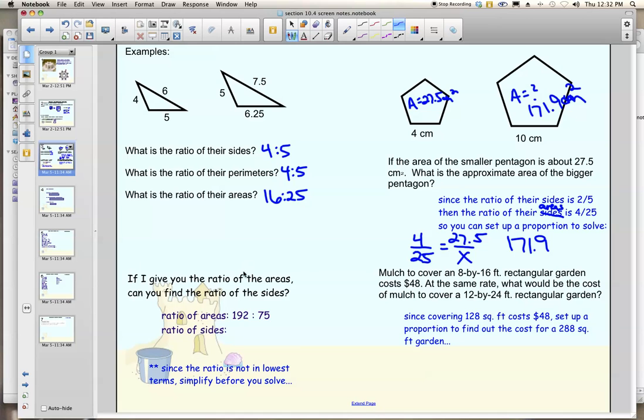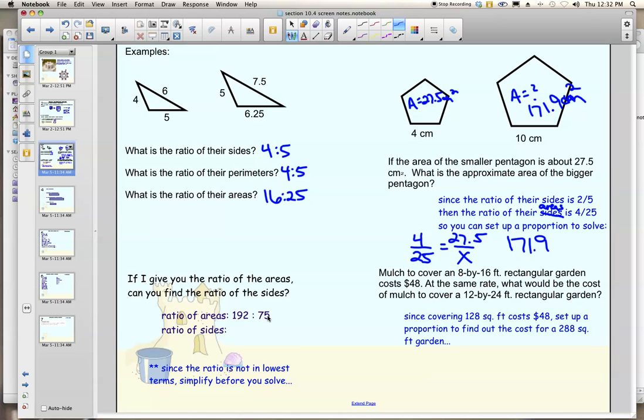Another example, if I give you the ratio of your areas, can you go backwards to the ratio of the sides? Well, to go from the ratio of the sides to the areas, we square. So if you're going to go backwards, you have to do the opposite of squaring, which is square rooting. Okay? Now, when I take the square root of 192 and the square root of 75, I don't come up with anything good.